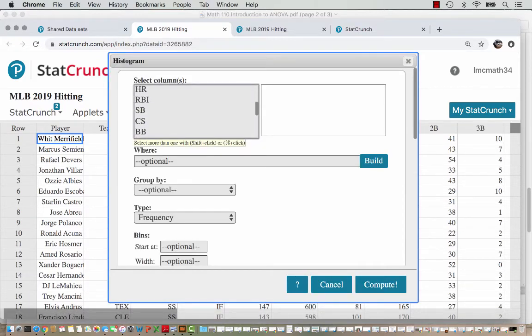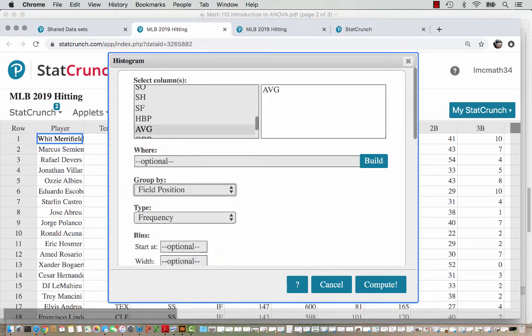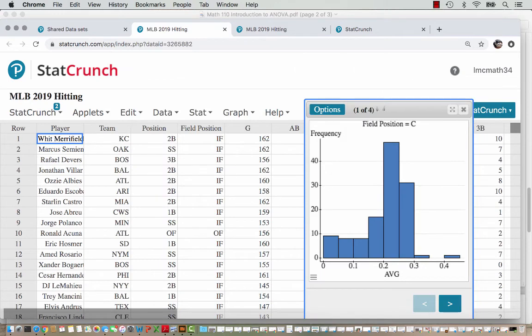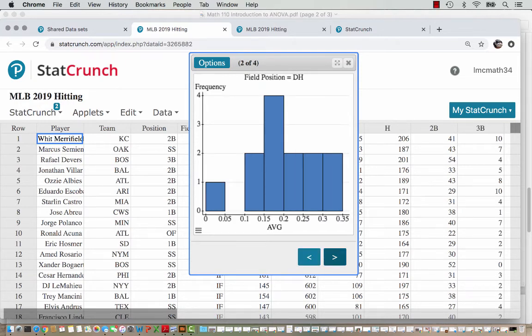So we're going to head down to select the column for the batting average. We're going to group by the field position and hit compute. All right, so here's the catchers. We can really roughly say this is normal. It's got a left skew there, but with a real rough look, it's close-ish to normal. It's got one peak, and the spread on each side is skewed, but it's about equal from the center. Here's the designated hitters.